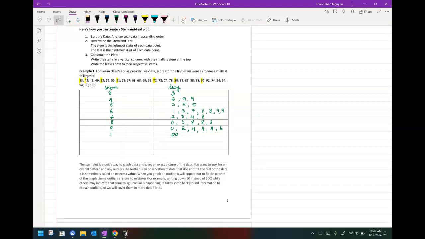You want to look for an overall pattern and outliers. An outlier is an observation that does not fit the rest of the data. It's sometimes called an extreme value. When you graph an outlier, it will not fit the pattern of the graph. Some outliers are due to mistakes, for example, writing down 50 instead of 500, while others may indicate that something unusual is happening. It takes some background information to explain an outlier, so we will cover them in detail later.